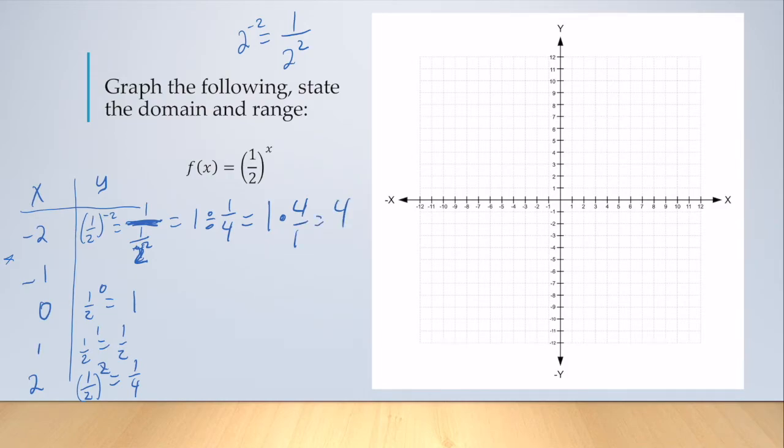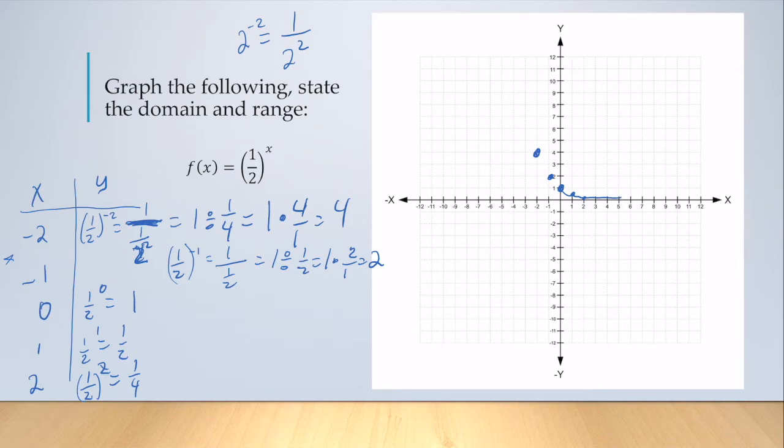The same thing's true for -1. If I have 1/2 to the -1, that becomes 1 over 1/2. So 1 divided by 1/2 is 1 times 2/1, which is 2. That's why if I have an a between 0 and 1, it's a decreasing function. So when x is 2, y is 4. When x is -1, y is 2. When x is 0, y is 1, 1/2, 1/4.